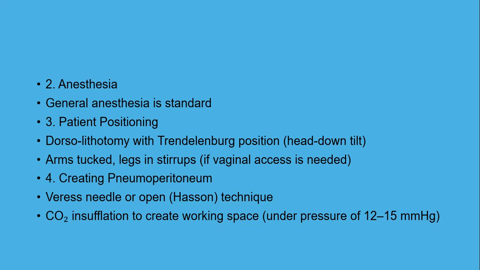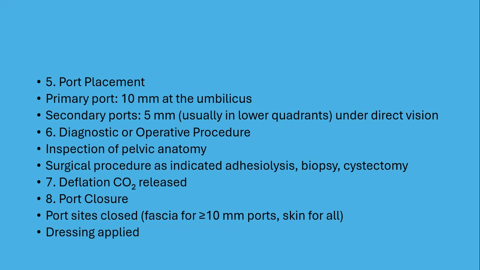4. Creating pneumoperitoneum. Veress needle or open, Hassan, technique. CO2 insufflation to create working space, under pressure of 12 to 15 mmHg. 5. Port placement. Primary port, 10 mm at the umbilicus. Secondary ports, 5 mm, usually in lower quadrants, under direct vision. 6. Diagnostic or operative procedure. Inspection of pelvic anatomy. Surgical procedure as indicated: adhesiolysis, biopsy, cystectomy. 7. Deflation, CO2 released. 8. Port closure. Port sites closed, fascia for greater than or equal to 10 mm ports, skin for all. Dressing applied.